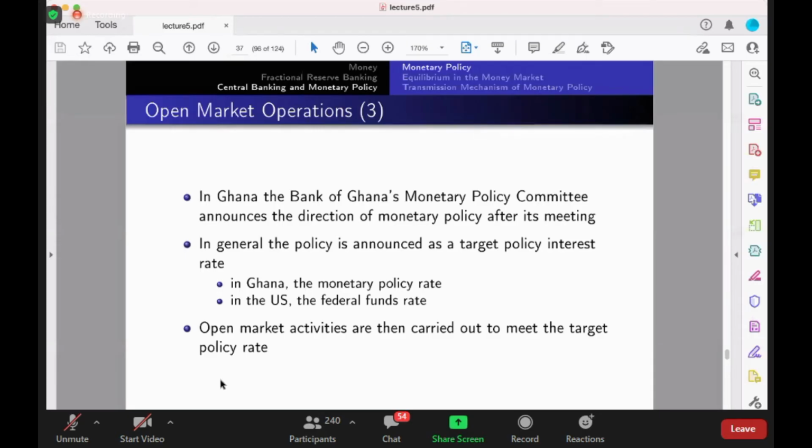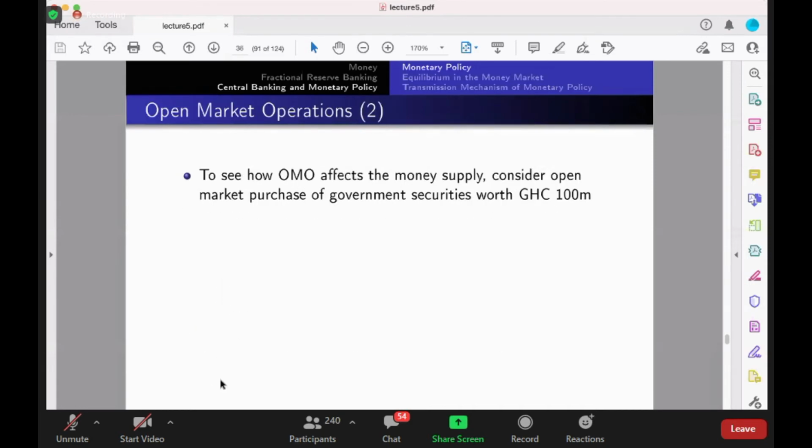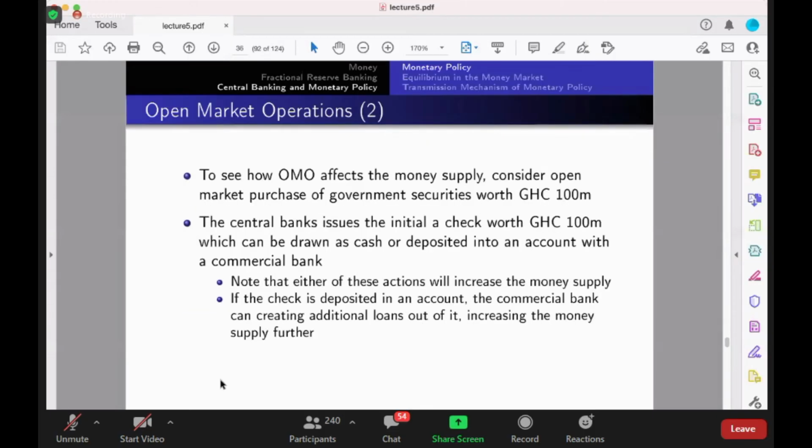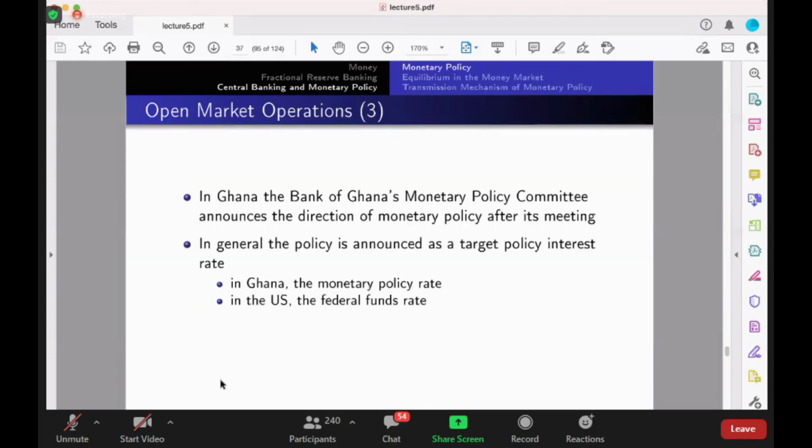So the central bank of the US is what is called the Federal Reserve. Okay, and then they have their own rate. But for Ghana, we use the monetary policy rate, the prime rate actually, even though we basically call it the monetary policy rate. So open market activities are then carried out to meet the targets. Okay, so that's basically about how OMO operates. Okay, it's about government securities and treasury bills and that kind of thing.